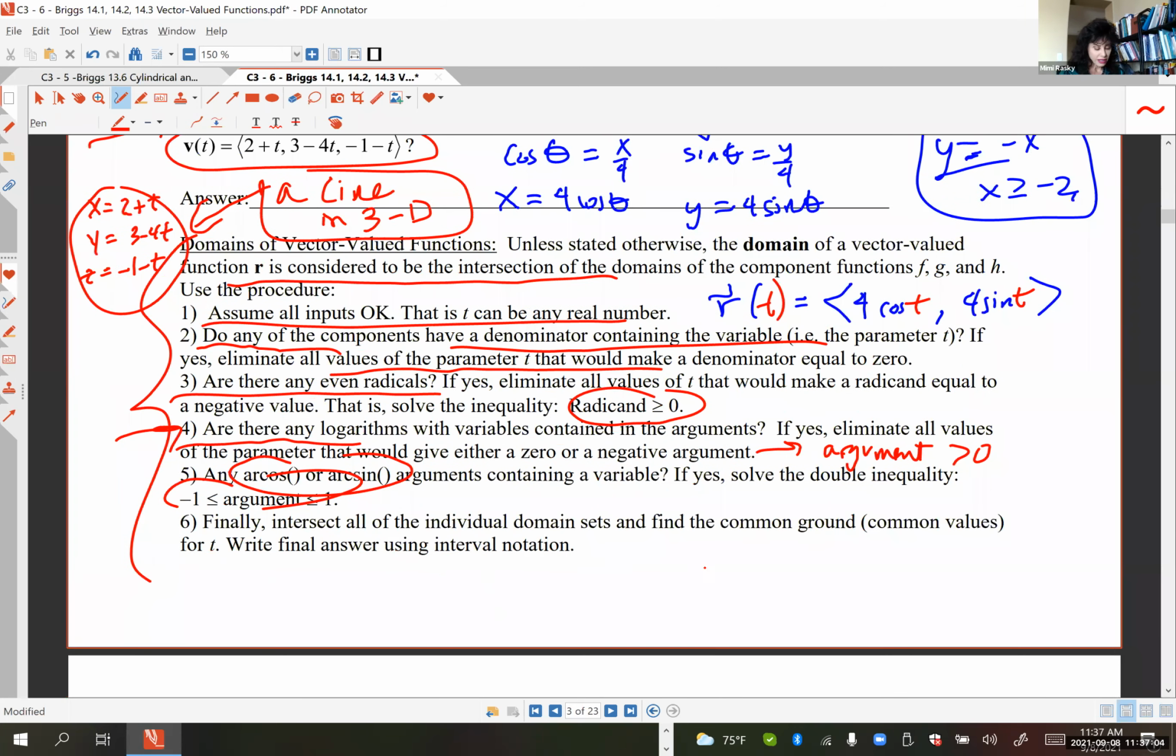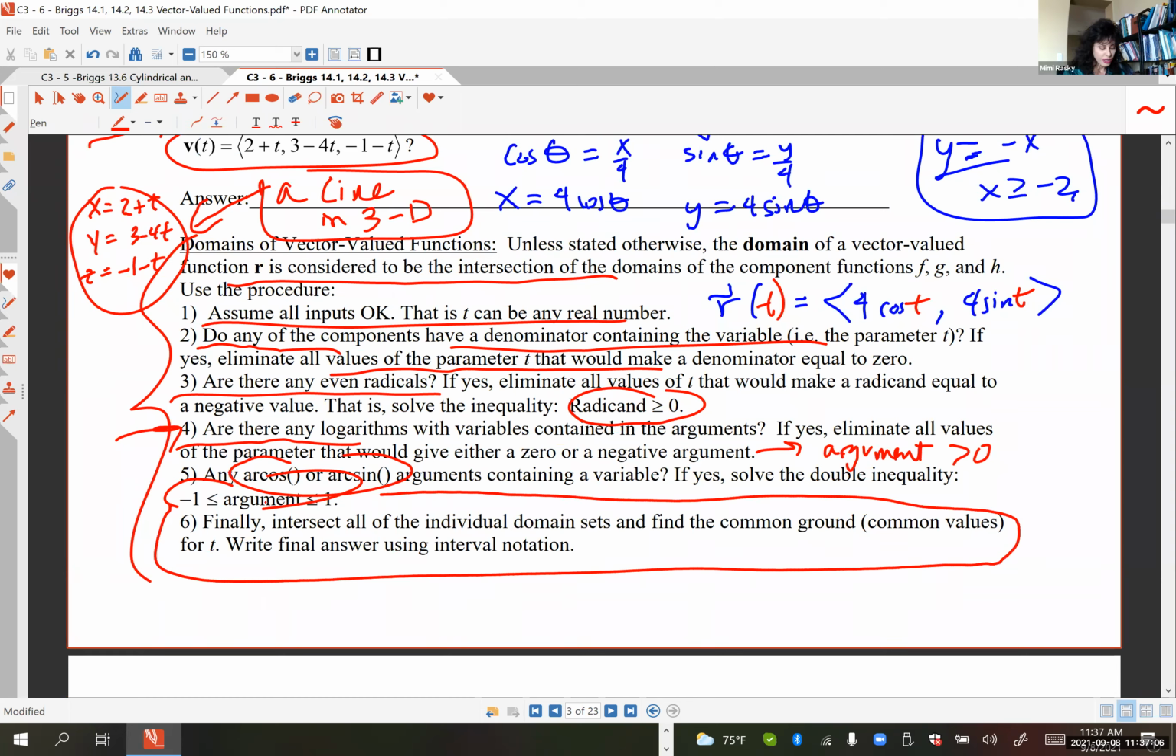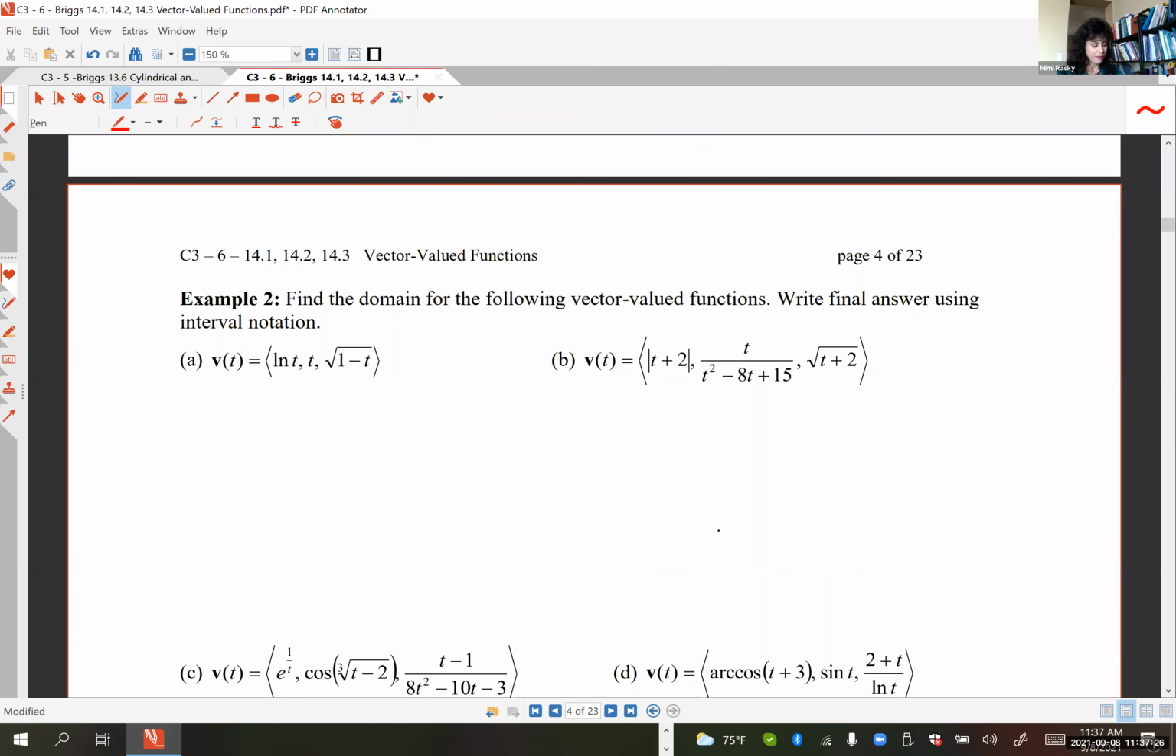Now, here's the hard step right here. This is where students have a hard time, but you didn't have to do this in pre-calc. You have to intersect all of the individual domain sets and find common ground, so that those intersection values are your final answer. Okay? So I'm going to do a couple examples and then call it, and we'll finish up next time.